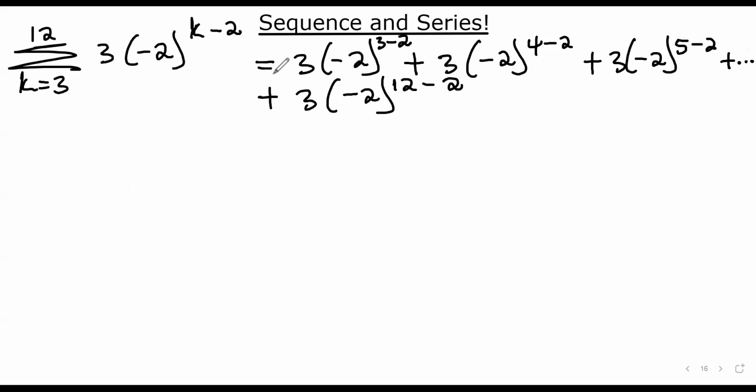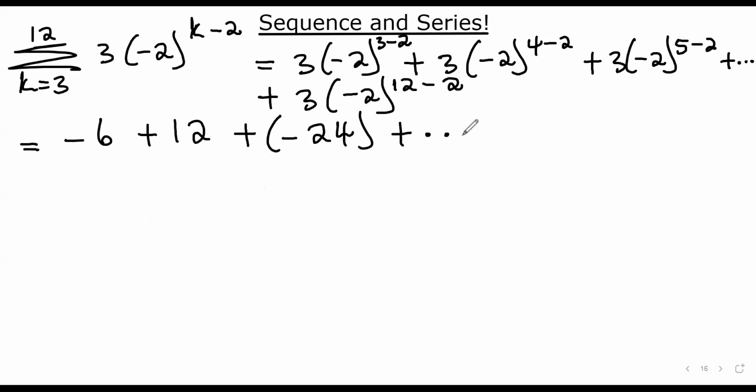All right. So what is this series going to be? Well, 3 times -2 raised to the 1, that's -6. And then if you say 4 minus 2, you get squared. So we get a 12. And here you get a cube. So it's -24. And this goes on up until the last term, which we substitute by saying k equals 12. Then we get 1372.